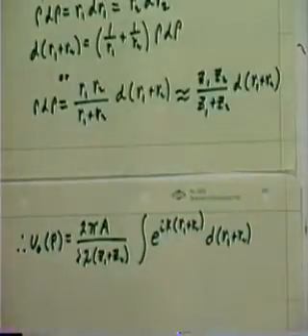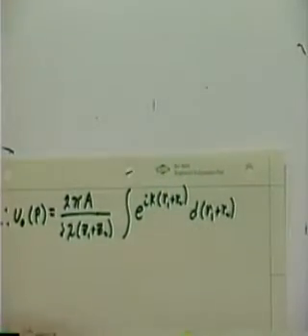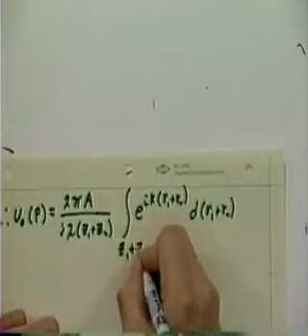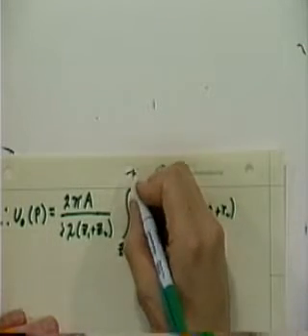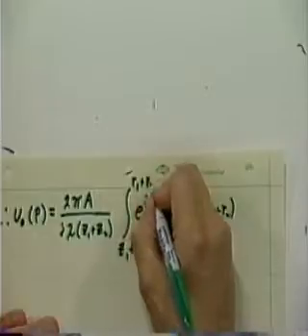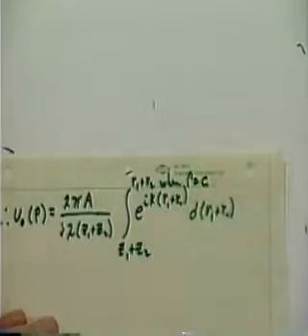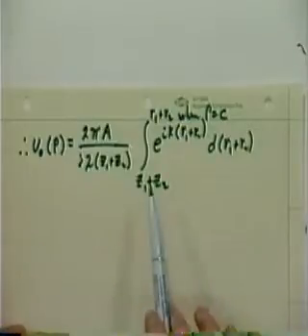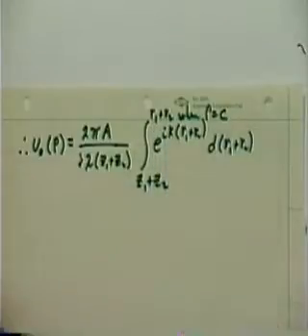And now we have to think about the limits of this. Well, the limits on rho went from 0 to c. And so the limits here, d(R1 plus R2), will go from Z1 plus Z2 to, I don't know what this is, whatever R1 plus R2 is when rho is equal to c. Don't know what it is.